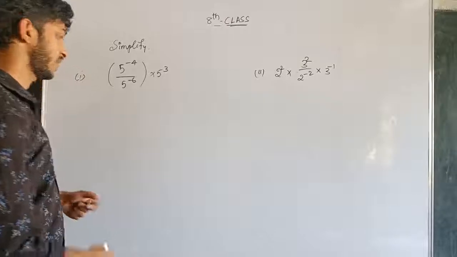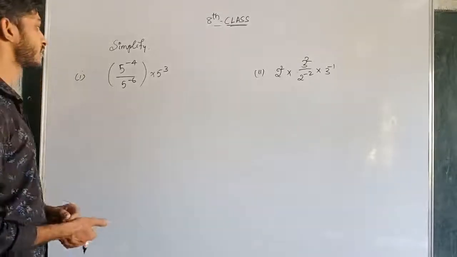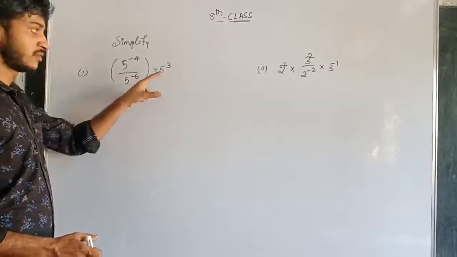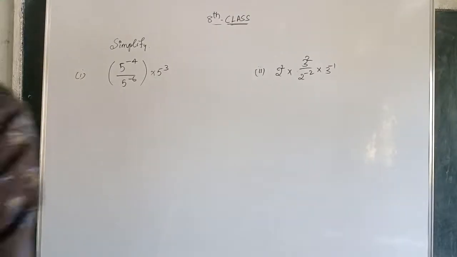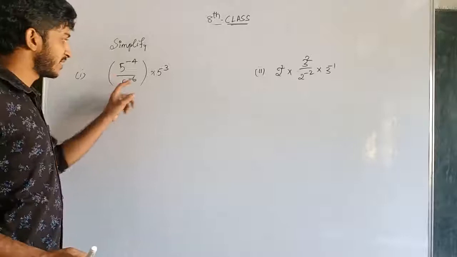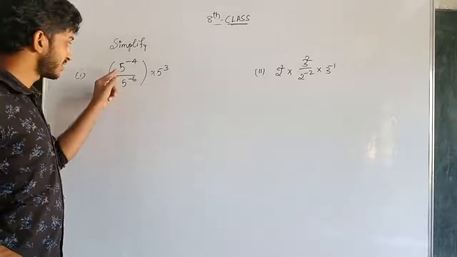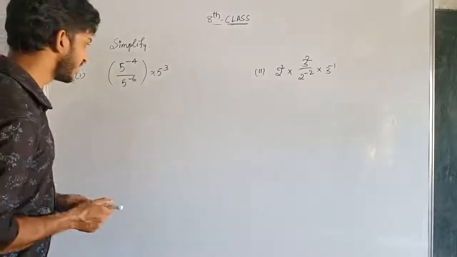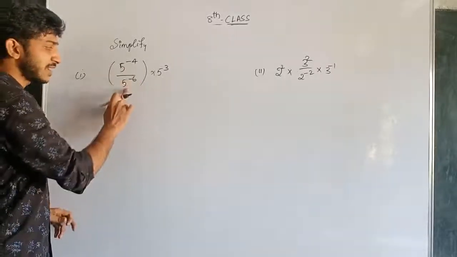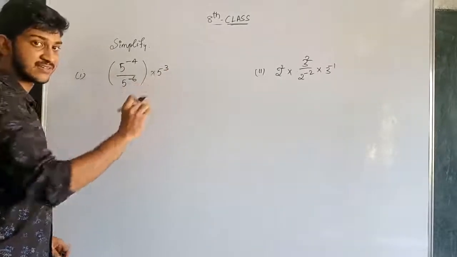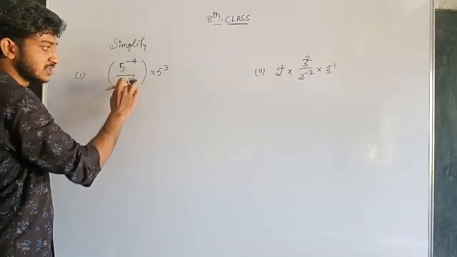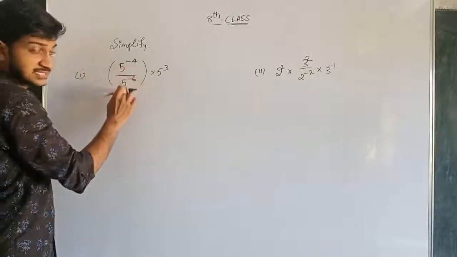Okay, see here, another 4 more problems. Here, 5 power minus 4 by 5 power minus 6 into 5 cubed. In this simplification, all the given numbers have the same base. See here, this is 5 power minus 4, this is 5 power minus 6, and this is 5 cubed. If you observe here, these two numbers have the same bases also.